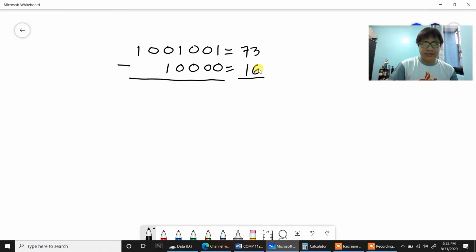Now we subtract, borrow 1 to make it 6. This one will become 13. 13 minus 6 is 7. 6 minus 1 is 5. So therefore the objective is 57.